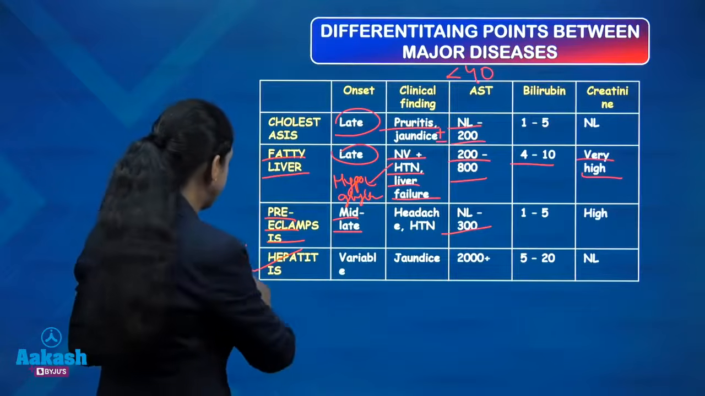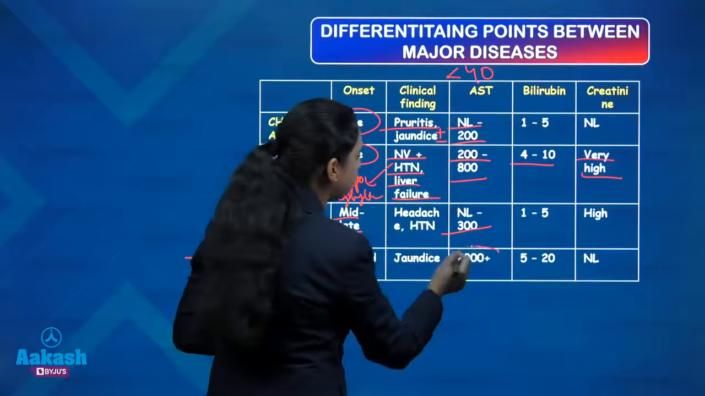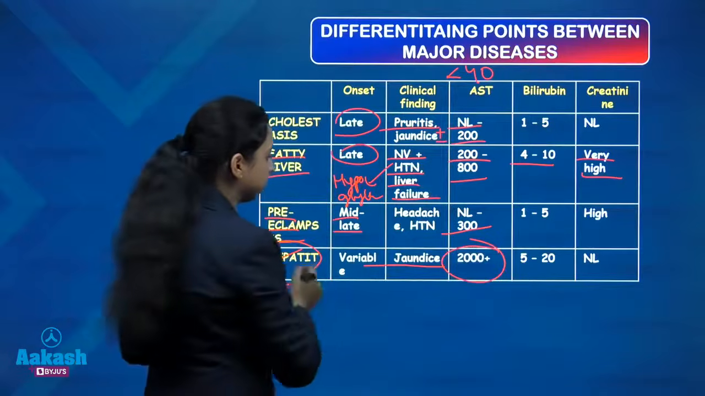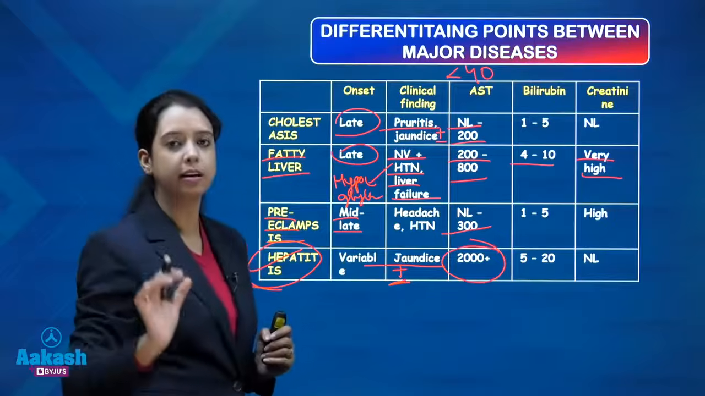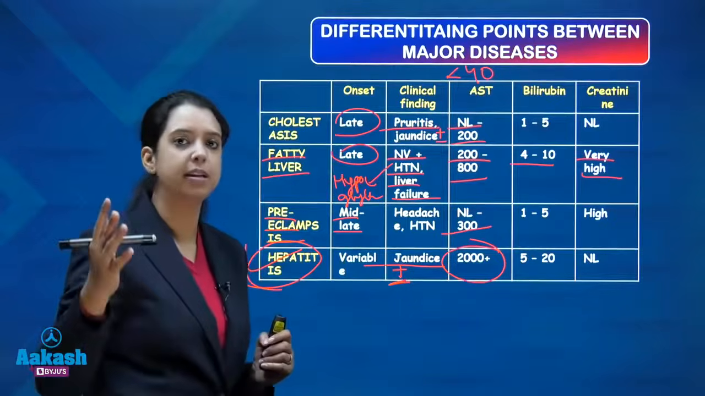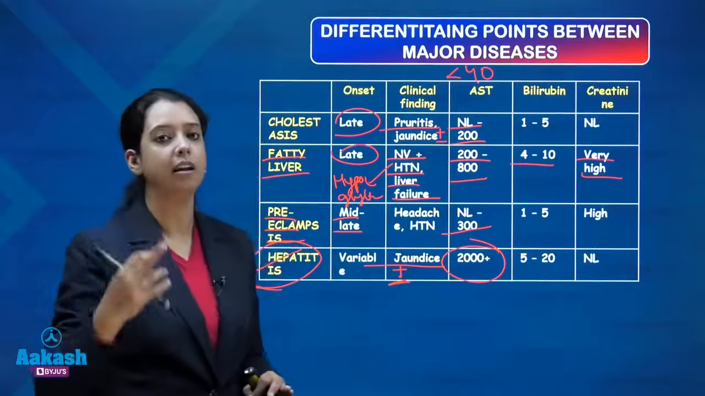Important, hepatitis. Hepatitis has very high AST. When you see your AST levels 2000, jaundice. Sometimes jaundice will even be minus. There is something called anicteric hepatitis. Okay, so jaundice might be there, might not be there. But such a high AST, think of viral hepatitis.